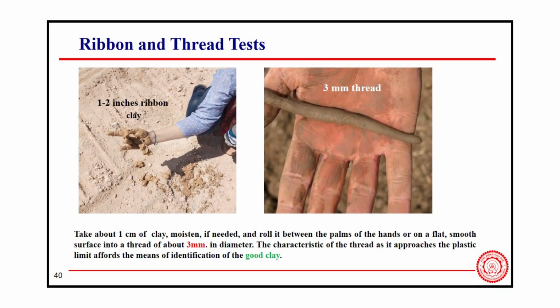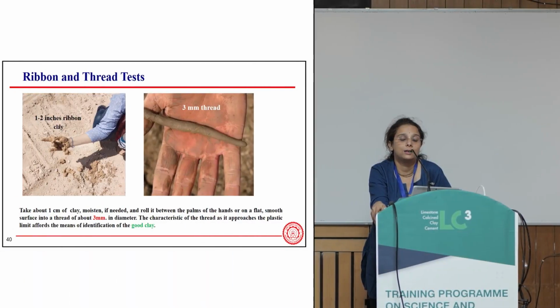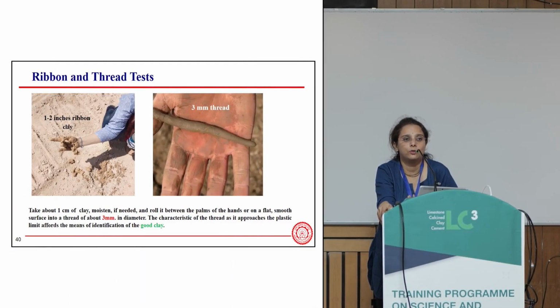So we have the ribbon and thread test. Take some water in your hand, make it workable, add some clay and make a ribbon out of it. If you are able to form a long ribbon, then it is definitely a clay, and if the ribbon breaks apart, it is not a clay, it's a silty clay.